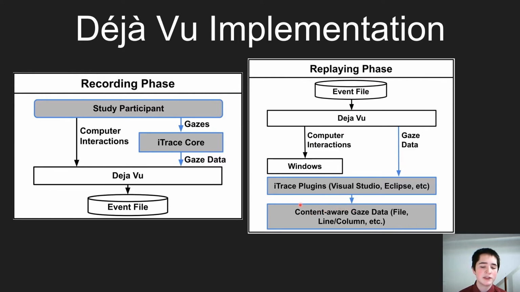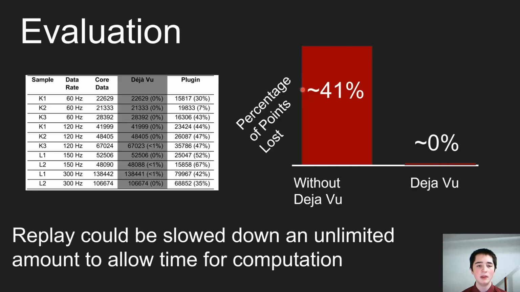The result is the same, that content-aware gaze data is produced, but now the real-time recording phase is separate from the post-processing, non-real-time phase. The two of them are linked through this event file that stores the eye tracking and human-computer interaction data. As part of this research, we also evaluated.